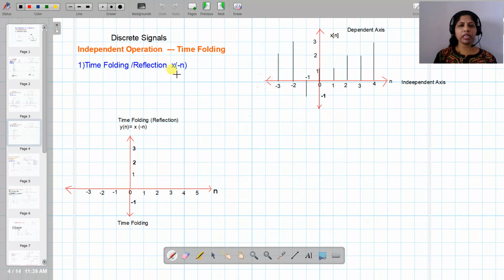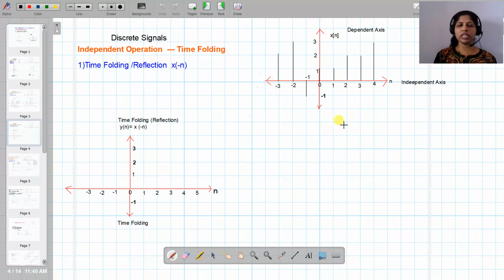So see the mathematical equation for time folding. The original signal is x of n, which is present from -3 to 4. Now in time folding, in place of x of n, we write x of minus n. So n becomes minus n. Here, for example, these n values are the sample numbers: 1, 2, 3. So this positive n becomes negative, and because of the minus, negative n becomes positive.